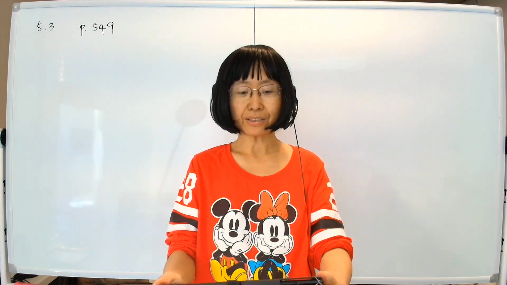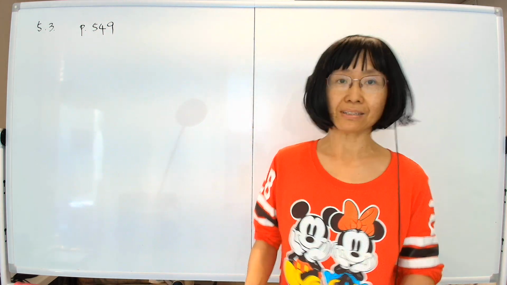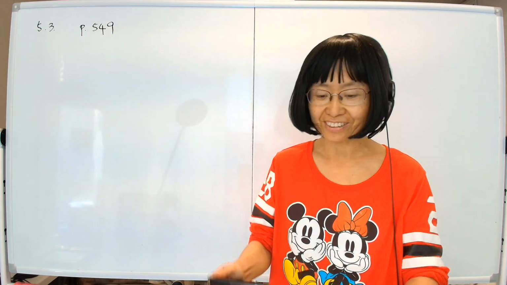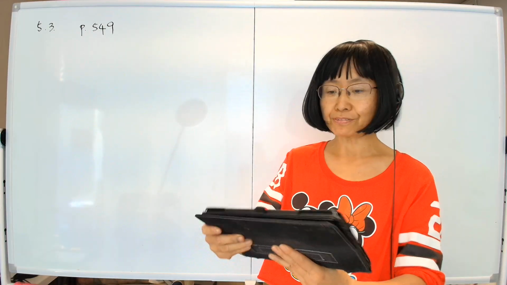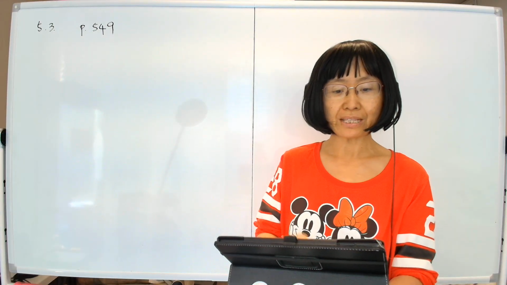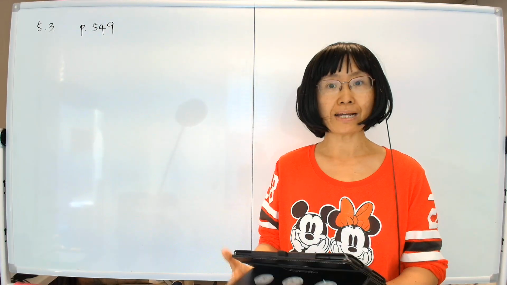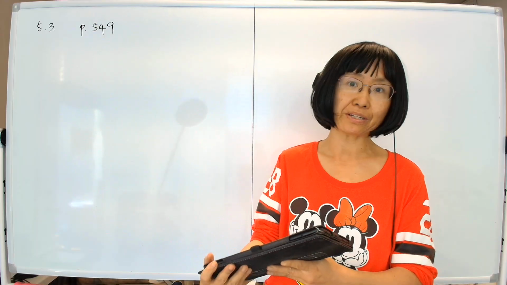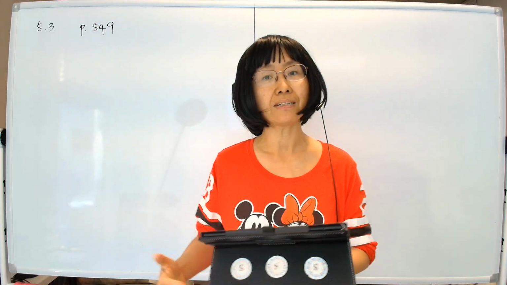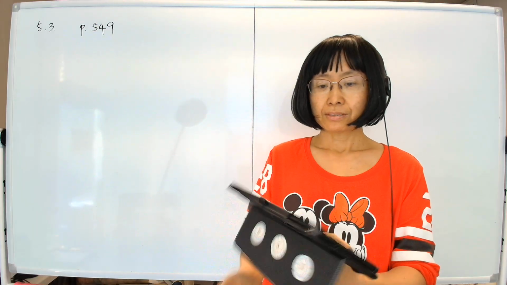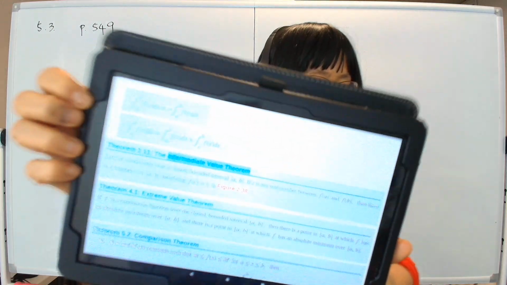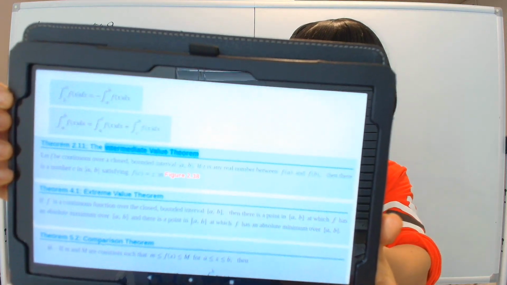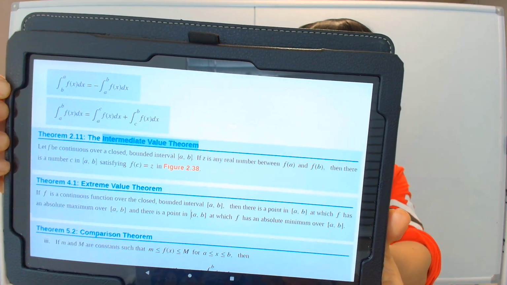Today we are going to do section 5.3, the Fundamental Theorem of Calculus. It is on page 549, but before that, I want to first remind you of some of the theorems we already had that will be needed in this section. First, please take a look. These are just screenshots that I captured from your book.